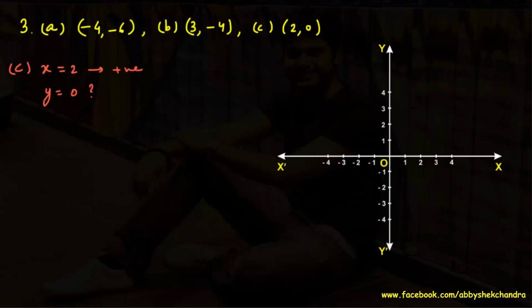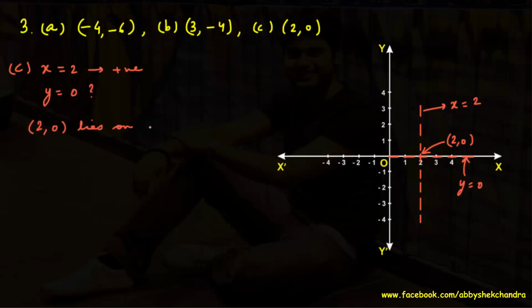Let us plot this point to see where it lies. The x coordinate is 2, so we draw a line perpendicular to x-axis at x equal to 2. The y coordinate is 0, so we draw a line perpendicular to y-axis at y equal to 0, which is the same line as the x-axis. The point of intersection of these two lines is our point 2, 0, which we wanted to plot.